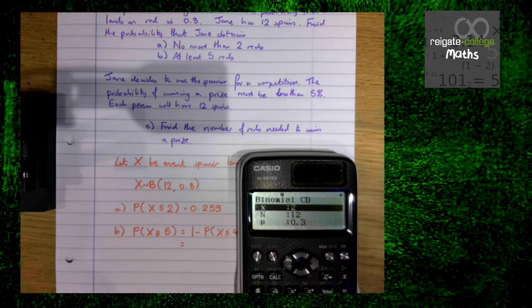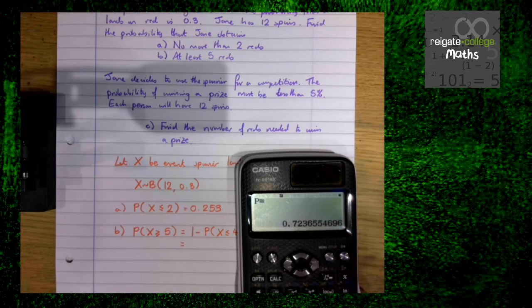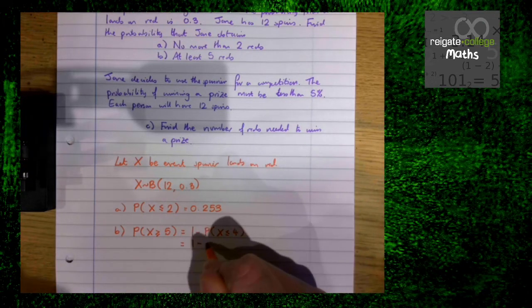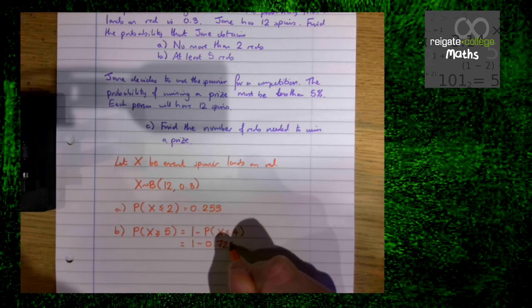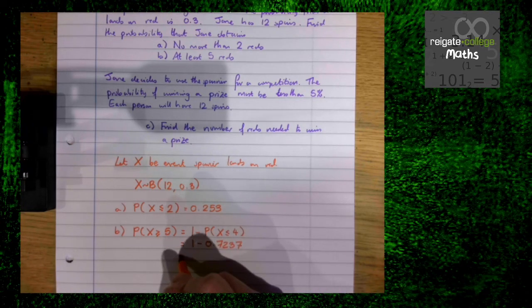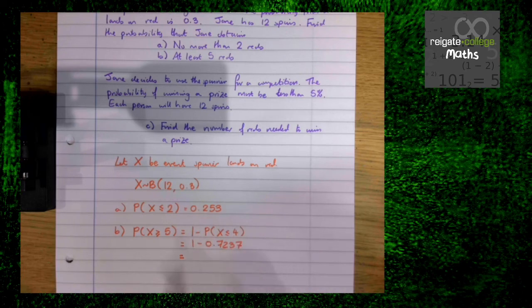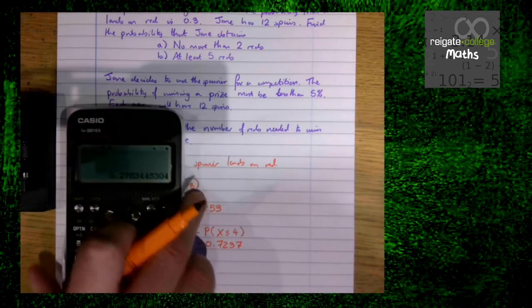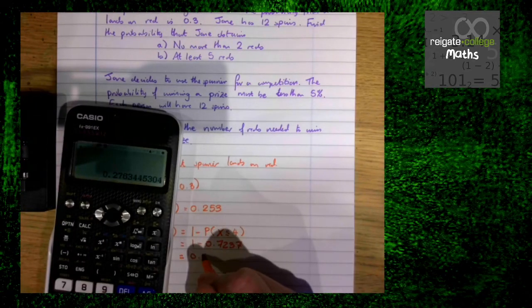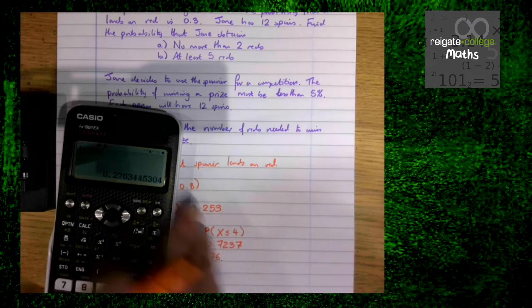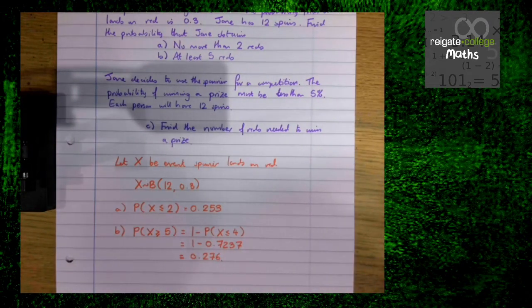So we're going to do 1 minus 0.7237. Now, I know we typically give our answer to 3 significant figures, but give all working to 4 just in case. Doing 1 minus our answer, we get 0.276. So that is the probability that x is greater than or equal to 5.